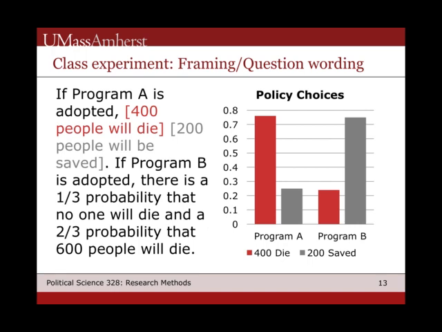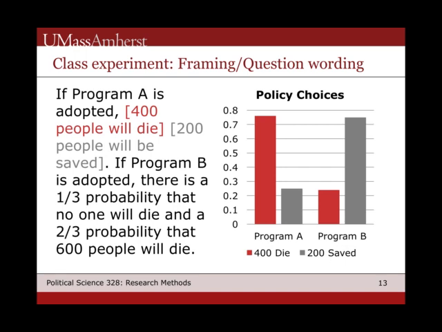Another classic experiment that we looked at here is Kahneman and Tversky's framing, or question wording, question. It's very well known. So if program A is adopted, either 400 people will die or 200 people will be saved. And then you have program B being the exact same thing, with a 1/3 and 2/3 probability.